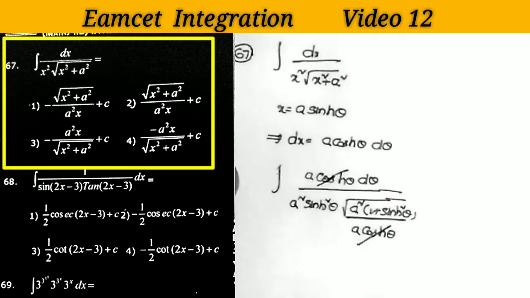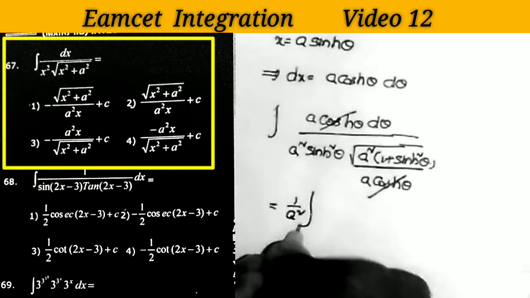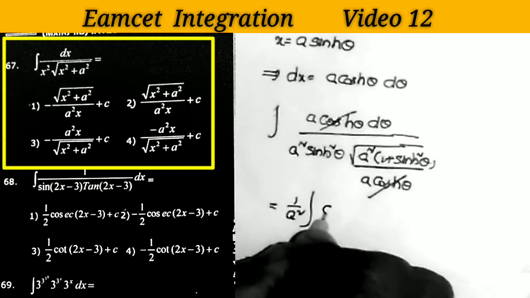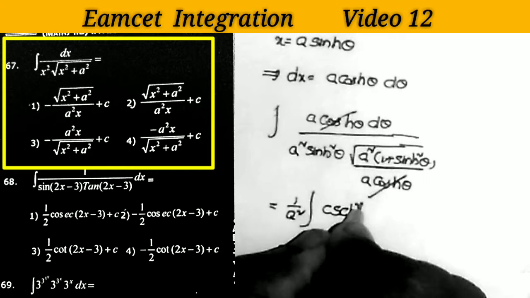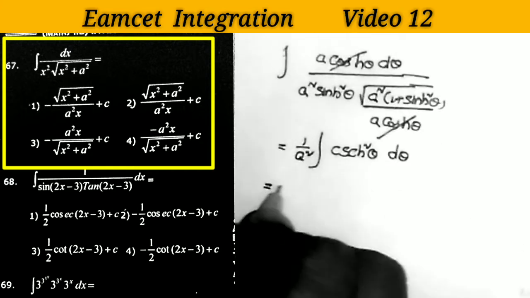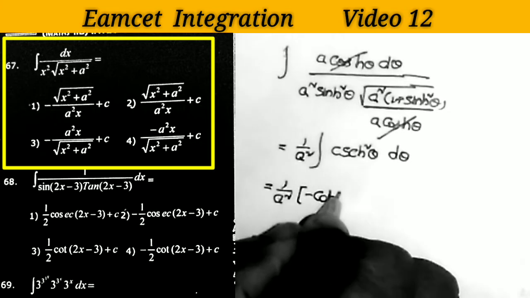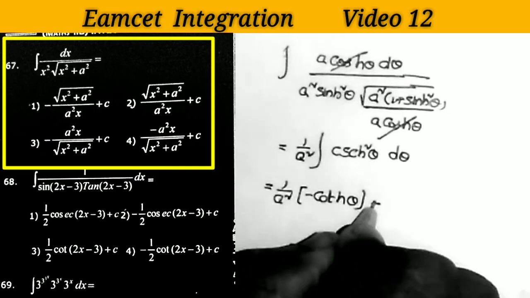Now this term is cancelled. What is the remaining value? 1 by a square into integral of 1 by sinh square theta. 1 by sinh square theta is equal to cosech square theta. The integration of cosech square theta is minus coth theta. So the answer is minus coth theta plus c.